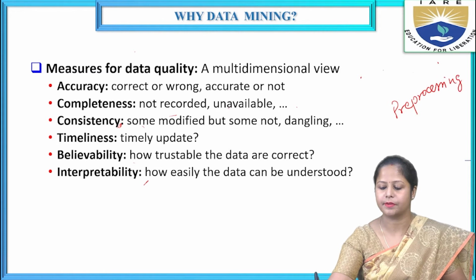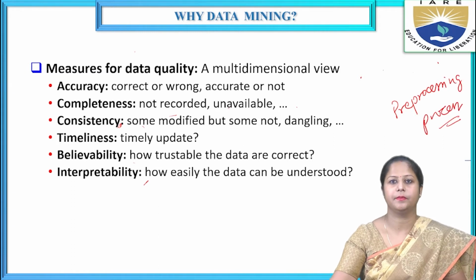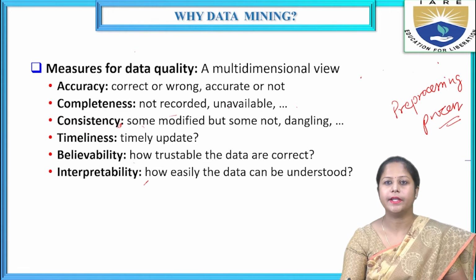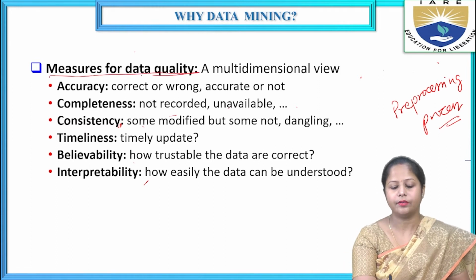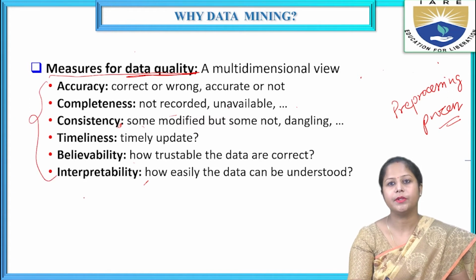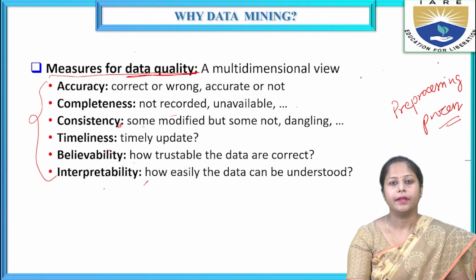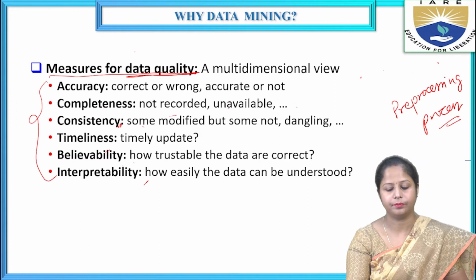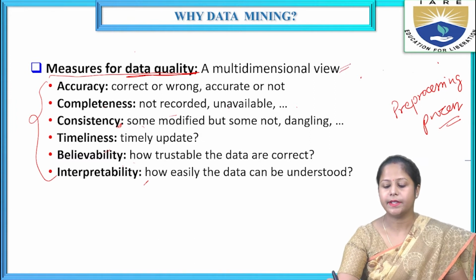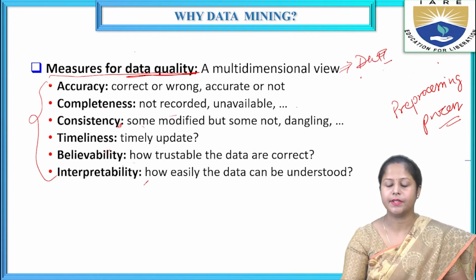So here we will check some of the measures. What are they? They are accuracy, completeness, consistency, timeliness, believability, and interpretability. So we will now go into brief detail. When we see a multi-dimensional view of any type of data, these are the measures we will check.